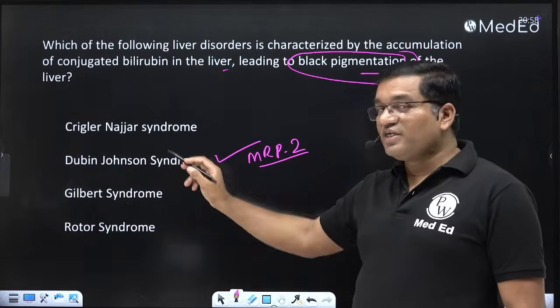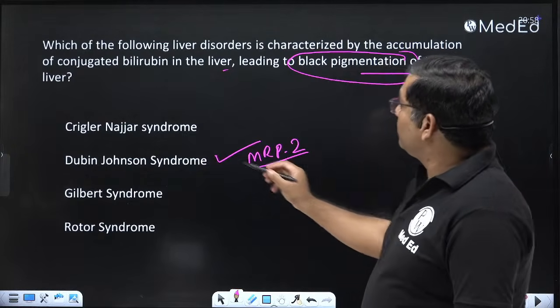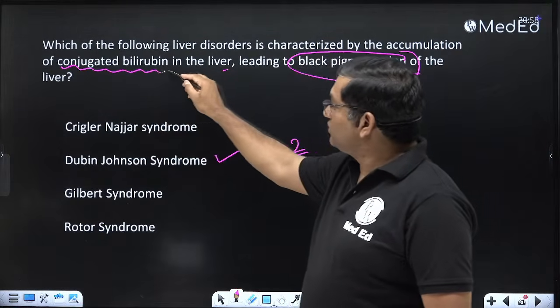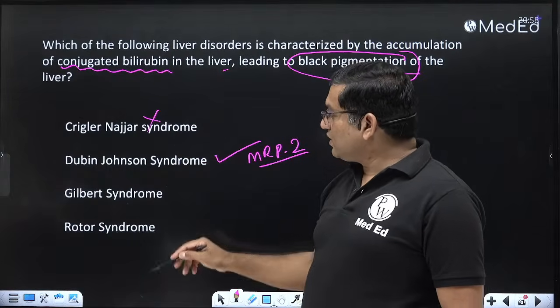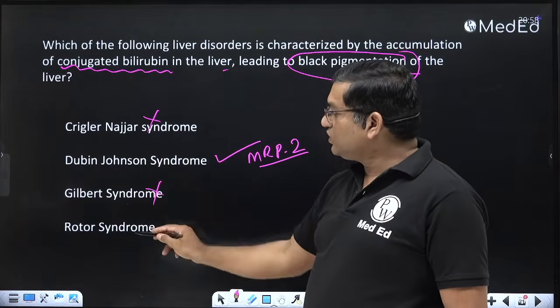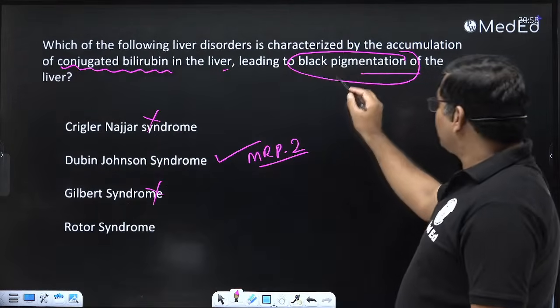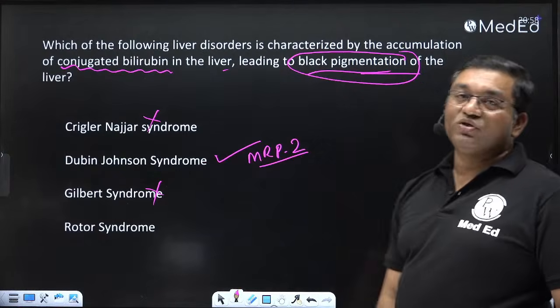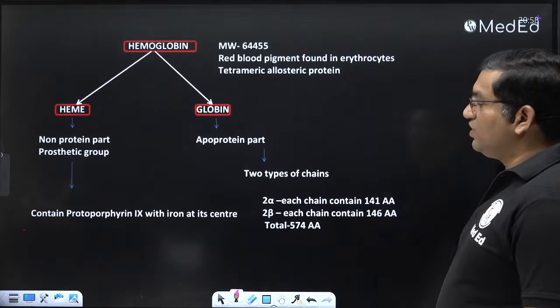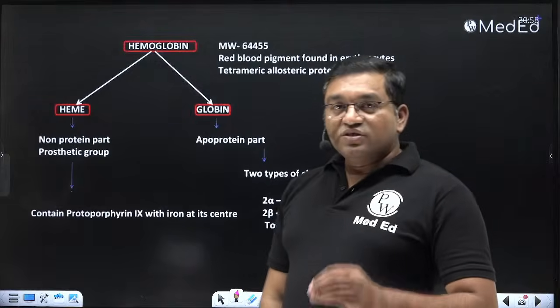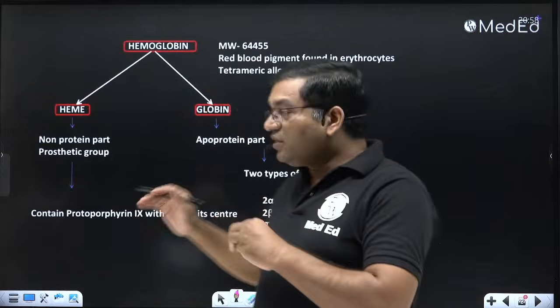In Dubin-Johnson syndrome, there is an increase in the direct bilirubin, that is conjugated bilirubin increases. Conjugated bilirubin means Crigler-Najjar is out, Gilbert is out, only two are left, Dubin-Johnson and Rotor. And black pigmentation is in Dubin-Johnson syndrome. This can be an MCQ for your examination. So this is all about heme synthesis and bilirubin metabolism.